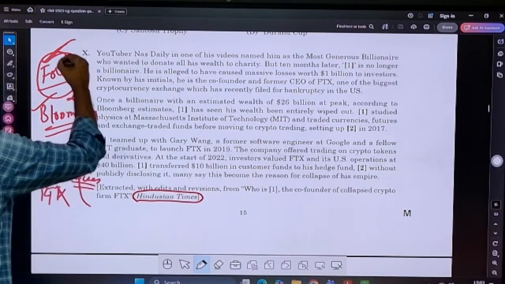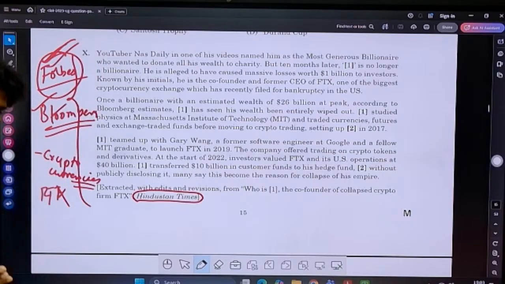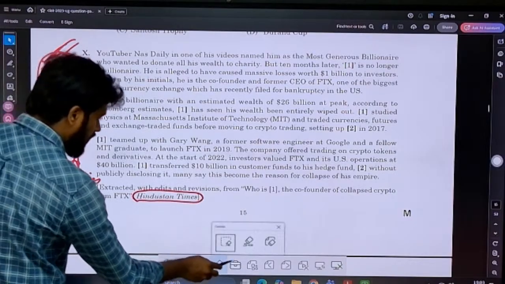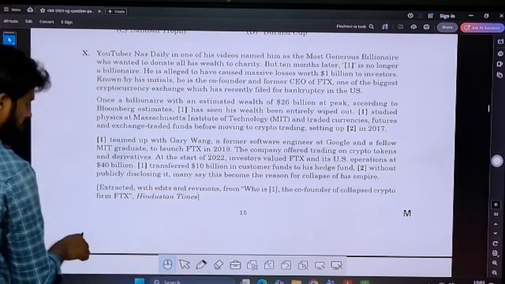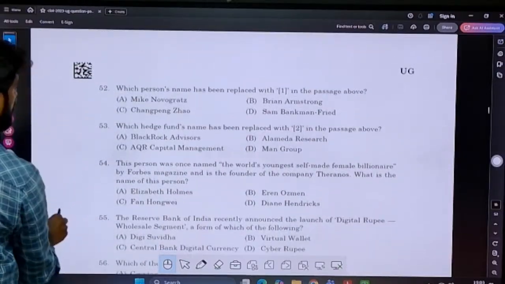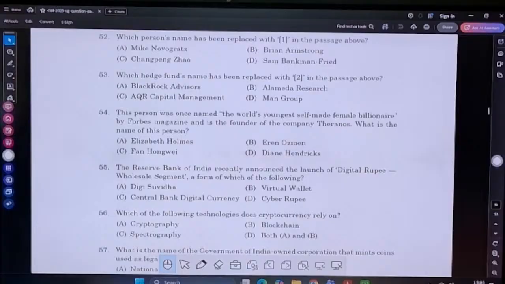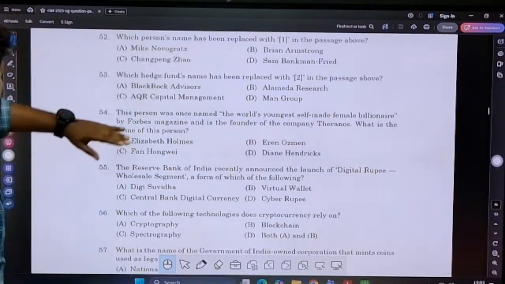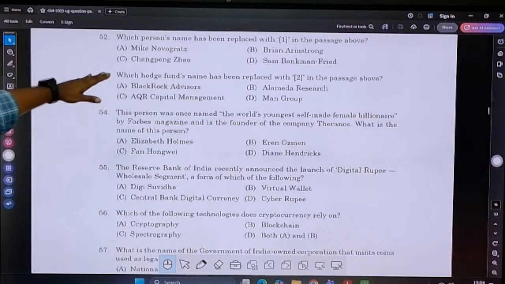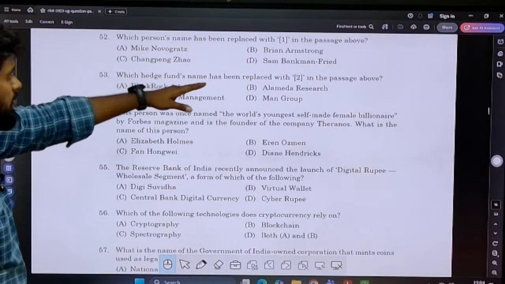అర్థమవుతుందా? సో విల్ బి టాకింగ్ అబౌట్ దీస్ లిస్ట్ అనమాట. ఎలాగో విల్ రీడ్ అబౌట్ వాట్ ద ఫోర్బ్స్ మ్యాగజైన్ గురించి కానీ, బ్లూంబర్గ్ గురించి కానీ, will read it. But we have to know about the persons also very clearly. Now we'll see the questions also, how the questions are being framed up. See the first question here. Which person's name has been replaced with one in the passage? Mike Novogratz, Brian Armstrong, Changpeng Zhao, and Sam Bankman-Fried.